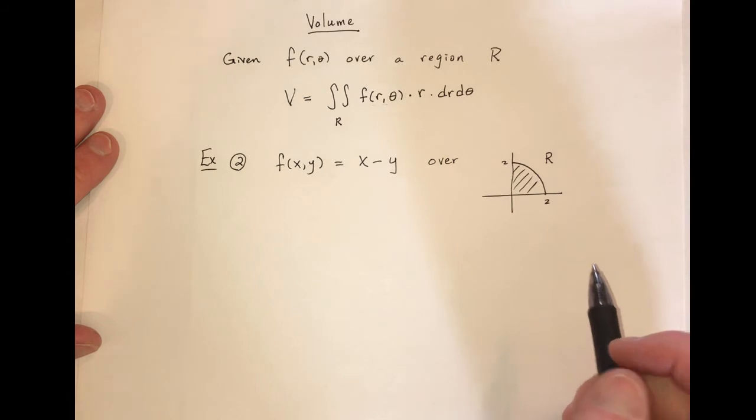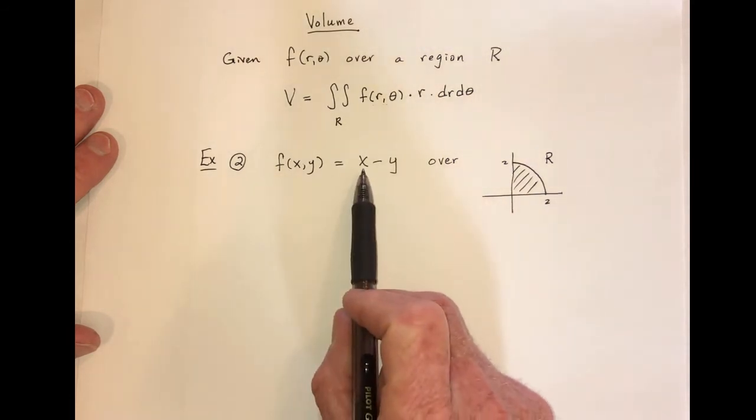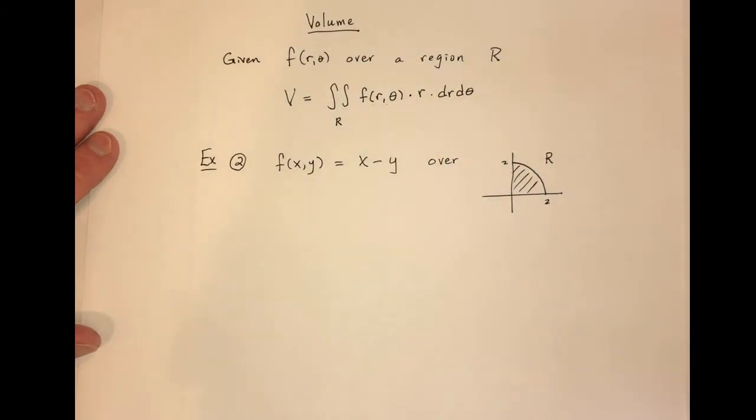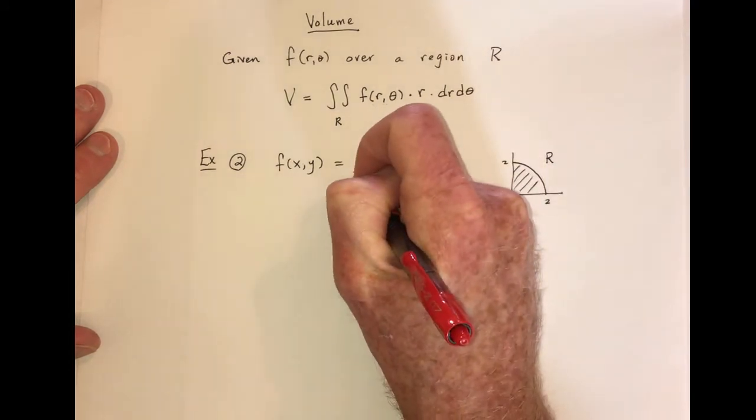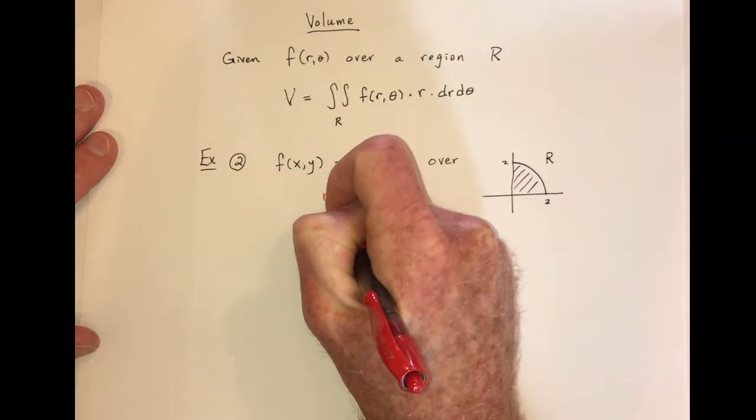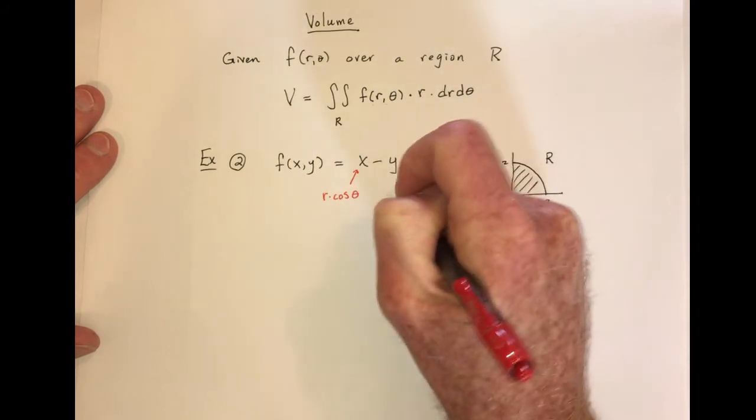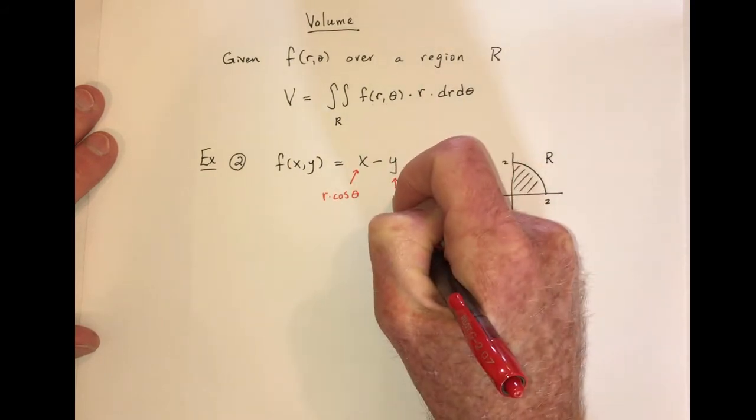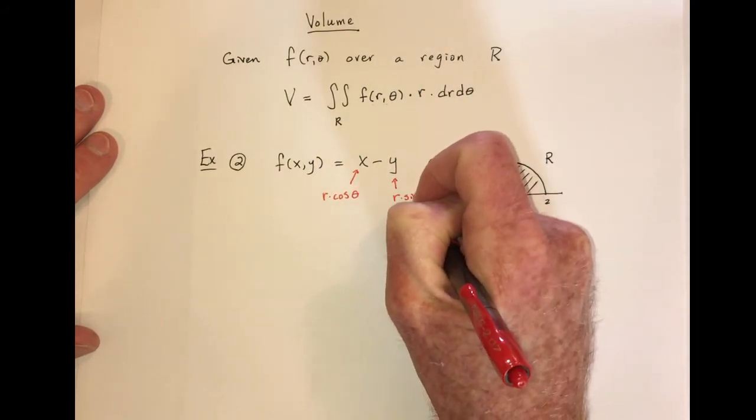So we need to, first of all, change this to polar. So in place of x, use r cosine of theta. In place of y, use r sine of theta.